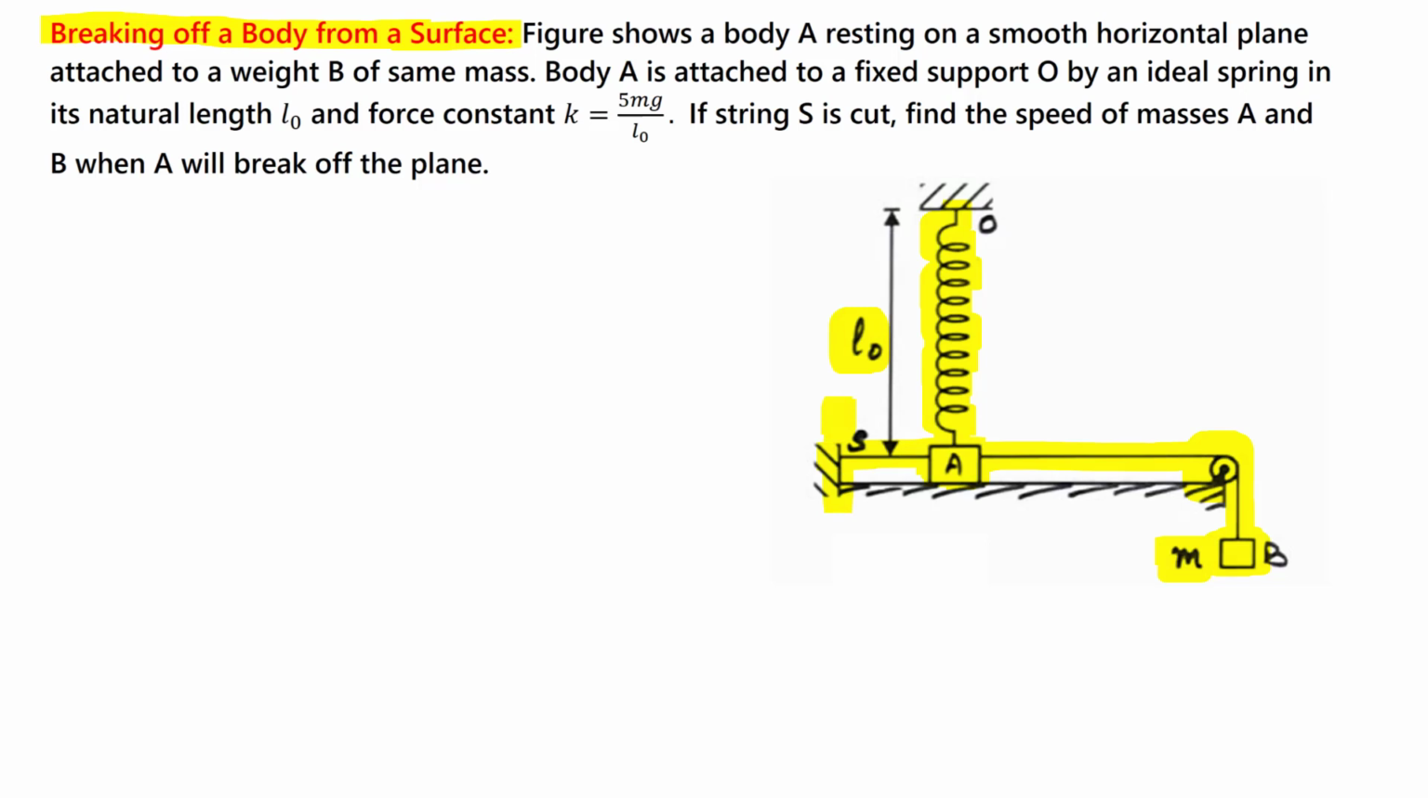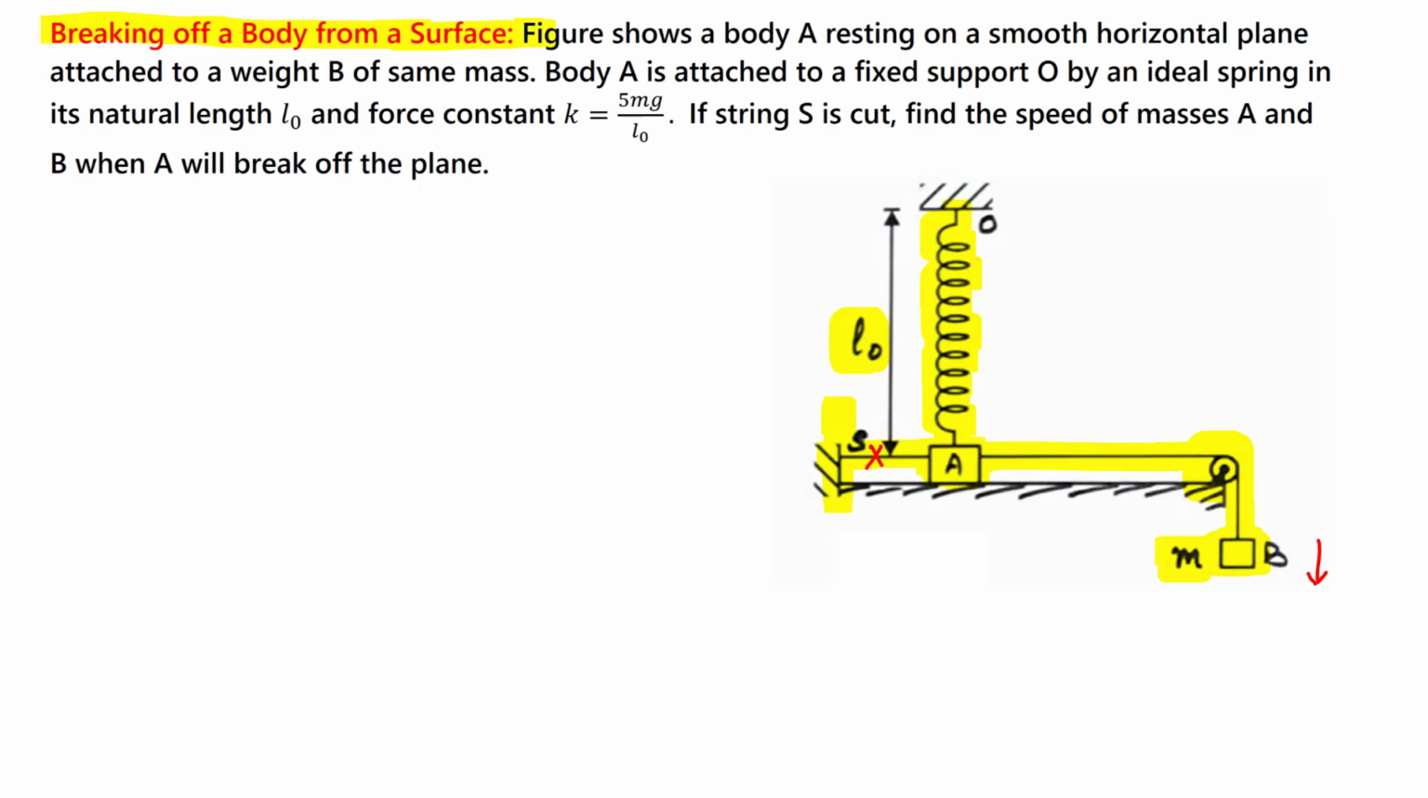What we do is we cut this thread and then this system will start moving in the downward direction. We have to find the velocity of block A and block B when block A just lifts off the plane. So let us try to read this problem.